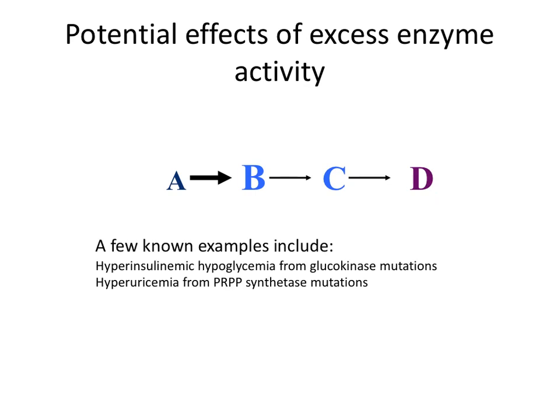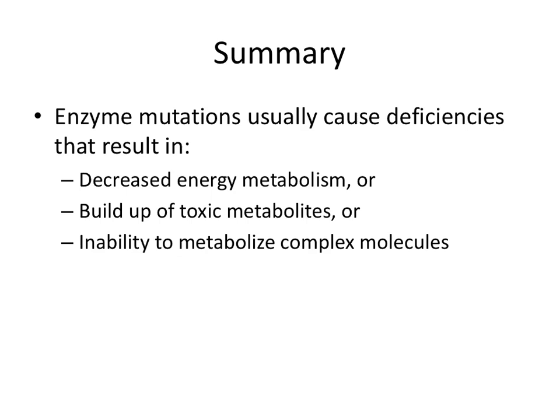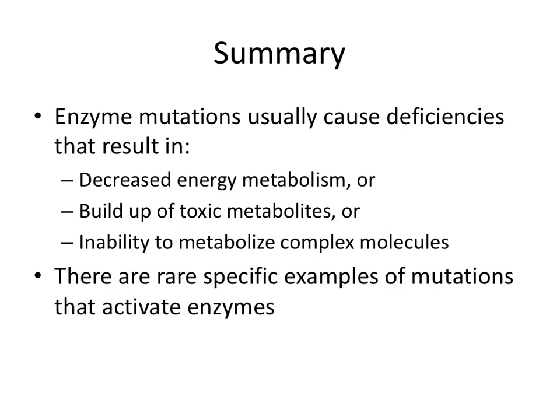Here are a few known examples of mutations that cause excessive enzyme activity. Enzyme mutations usually cause deficiencies that result in decreased energy metabolism or the buildup of toxic metabolites, and sometimes a deficiency can cause both of these things at the same time, or the inability to metabolize complex molecules. And finally, there are a few known rare specific examples of mutations that do activate enzymes.